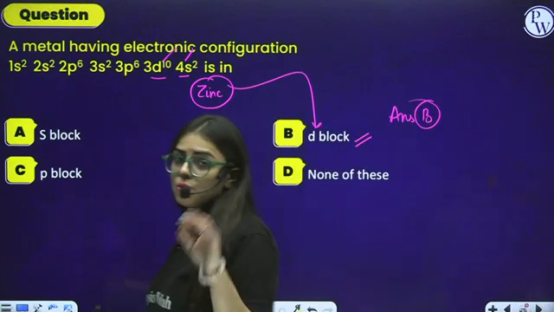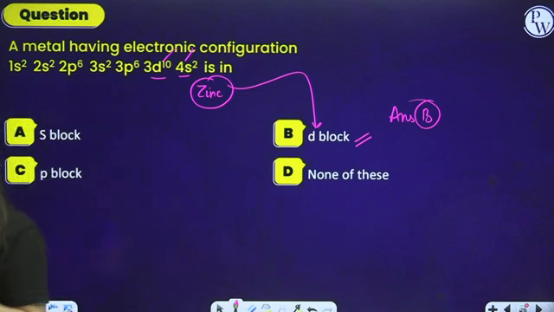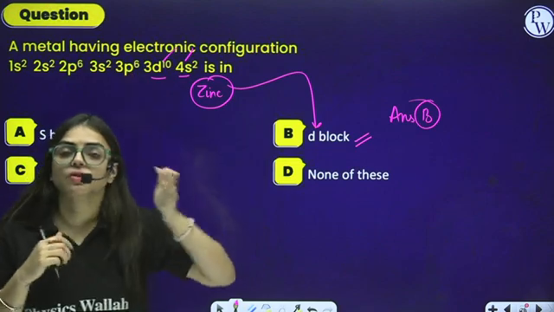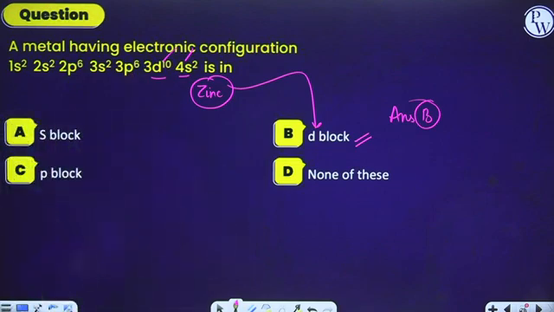If you are getting confused, write down the electronic configuration, take the atomic number for zinc as 30 and then start writing it. It will be 4s2 3d10. So the last electron enters the d subshell, students. Clear?